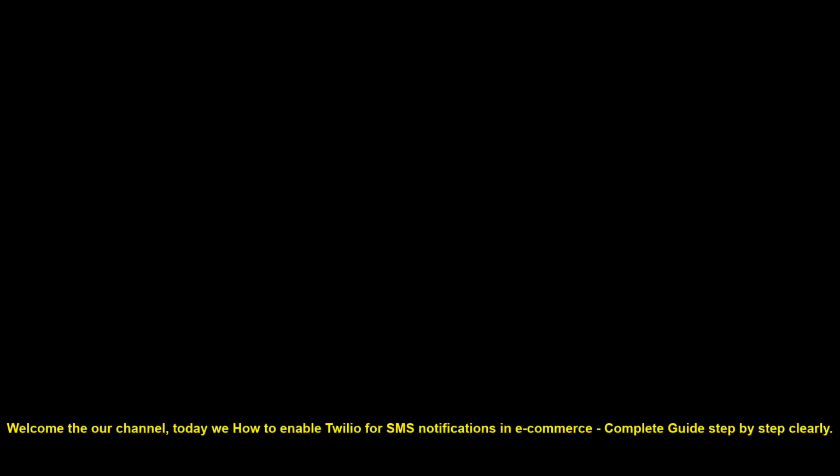Complete guide step by step clearly. To enable Twilio for SMS notifications in your e-commerce platform, begin by setting up a Twilio account. Visit the Twilio website and click on Sign Up. Complete the registration form with your details and verify your email address.